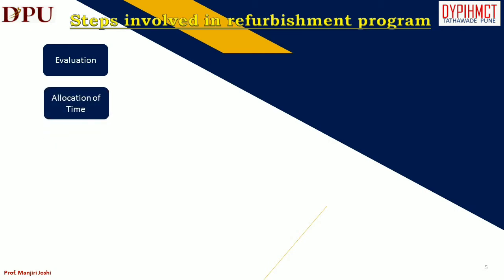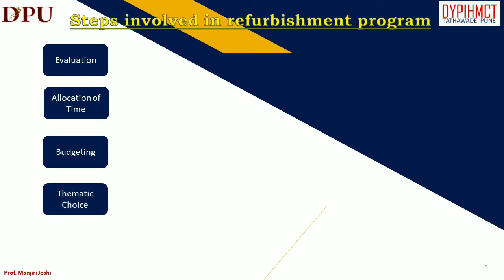The expected completion date must also be taken into consideration when estimating work and costs involved. Refurbishment program is usually conducted during periods of low occupancy. Budgeting is the stage where money is made available for the project. An action plan for expenditure to be incurred in future is drawn up, which acts as a guideline in controlling the expenditure pattern. Next is thematic choice.